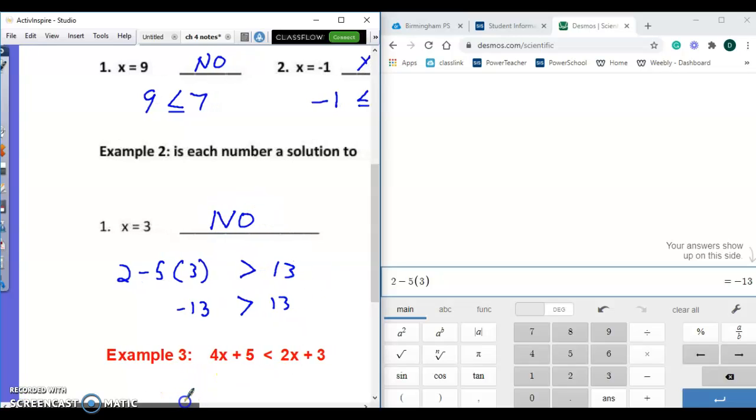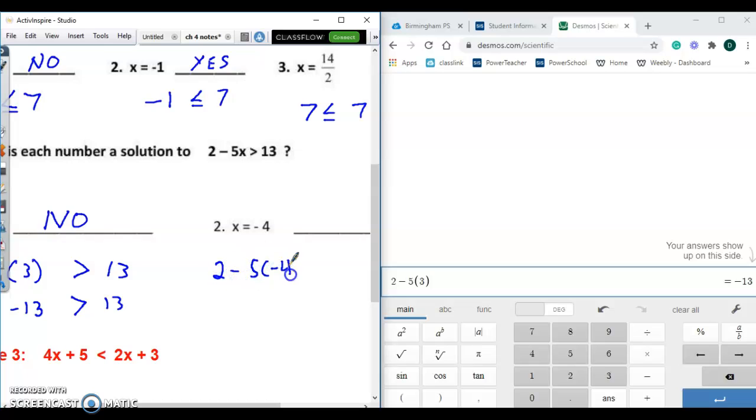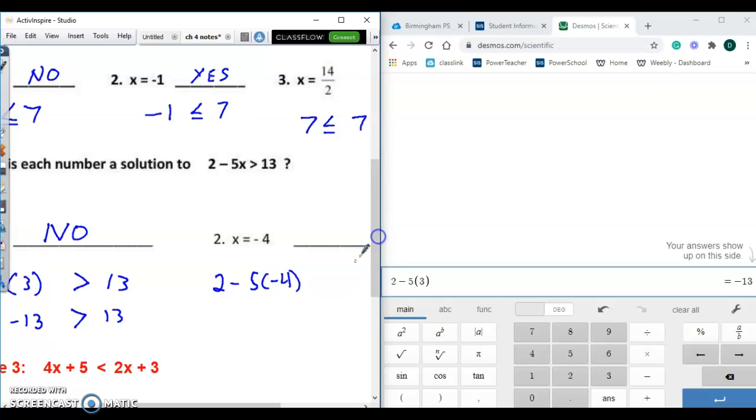All right, so again, using the same problem up here, the same inequality up here, now I'm going to put in -4 for x. So you don't have to write this down, but if you already have this up, you can just substitute that 3 for the -4, but essentially what we're doing is 2 minus 5 parentheses -4. And how does that compare to 13? Is that going to be greater than 13?